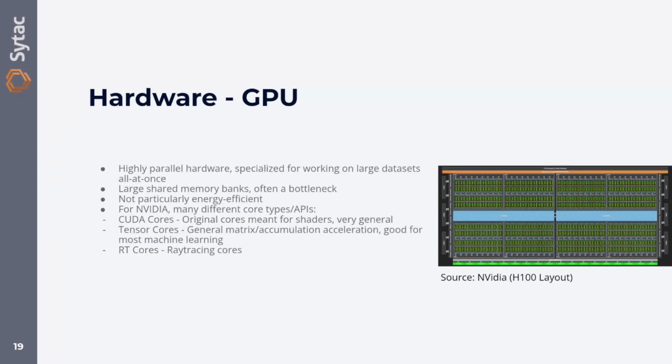So you have thousands of threads working on this thing, and a lot of cores to basically process large data sets all at once. It's not particularly energy efficient. For NVIDIA, for example, you have very different core types. You have the CUDA cores, maybe a little bit of a misnomer. Those were originally meant for shaders. They're also called streaming cores. They're very general. They have a lot of threads. You have tensor cores. They're very good for matrix multiply and accumulate. Very good for most machine learning. You also have ray tracing cores, and we don't really use those. Those are used for graphics features.